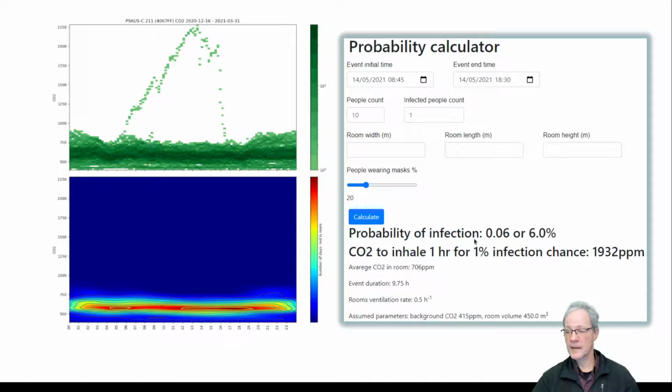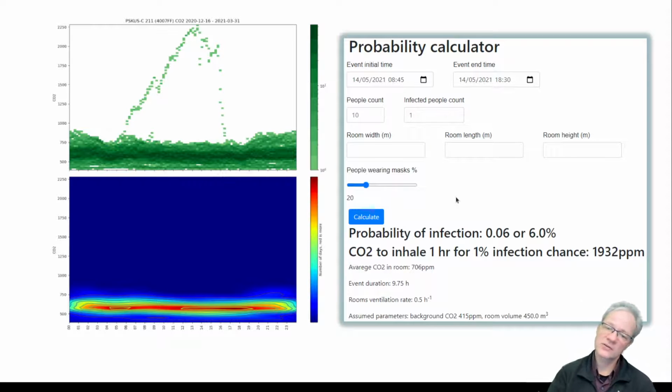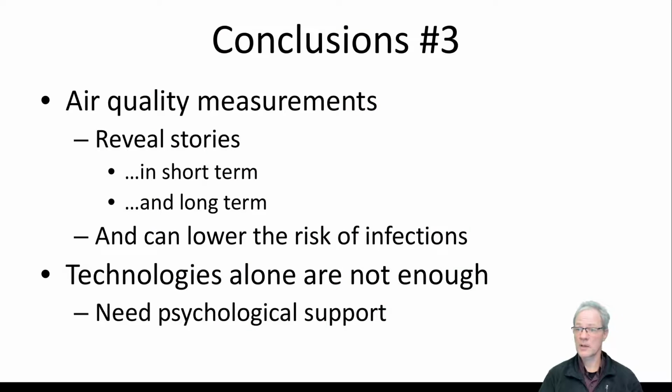And that can help us to figure out whether this room seems to be fine, or whether it's a high risk room and something needs to be done about the air quality in that room, or maybe about how many people are in that room, right? So, conclusions number 3 for this project.